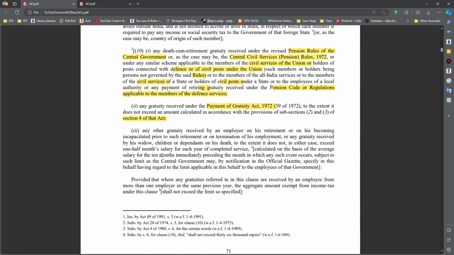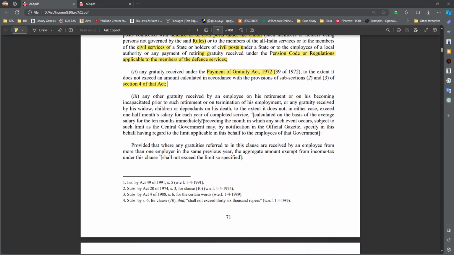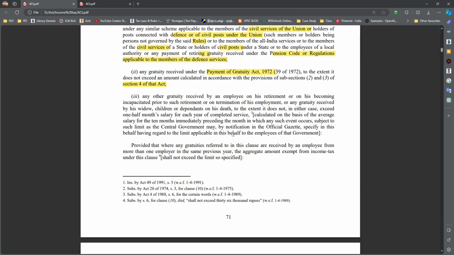So any other gratuity received by the employee on his retirement or on becoming incapacitated prior to such retirement or termination of the employment, or such gratuity received by his widow, children, and dependents on the death, to the extent it does not exceed half month's salary for each year of completed service, calculated on the average salary of the 10 months immediately preceding the month in which it occurs, subject to the limit the central government may notify in the official gazette in this behalf for the employees.